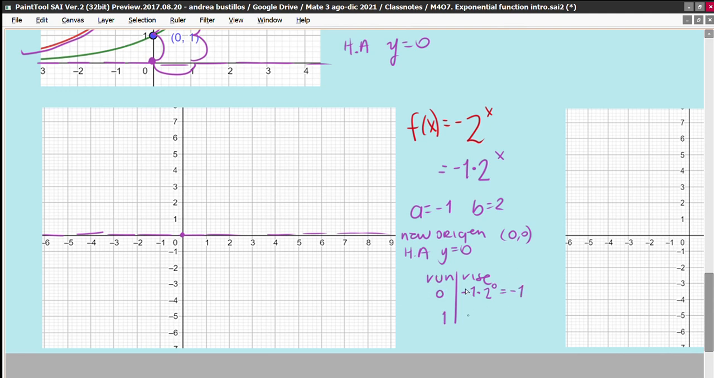And if I run 1, I'm going to rise my leading coefficient times my base raised to the power of 1. And this is minus 2. So if I run 0, I'm going to rise negative 1. And if I run 1, I'm going to rise negative 2. Notice that in this case, because my leading coefficient was negative, my function is going to open downwards. Notice that this is the same pattern or properties that we have studied when working with quadratic or rational functions. The leading coefficient always tells you where the function opens, if it opens upwards or downwards.